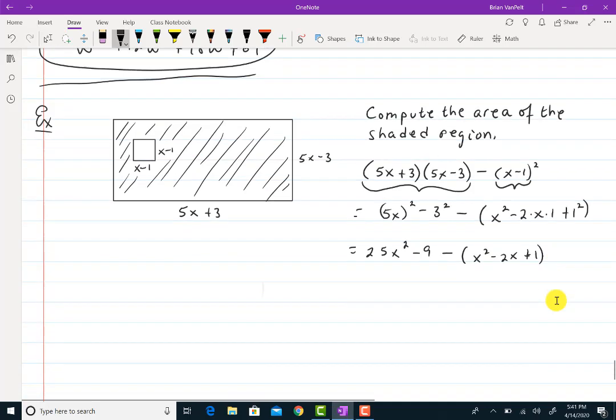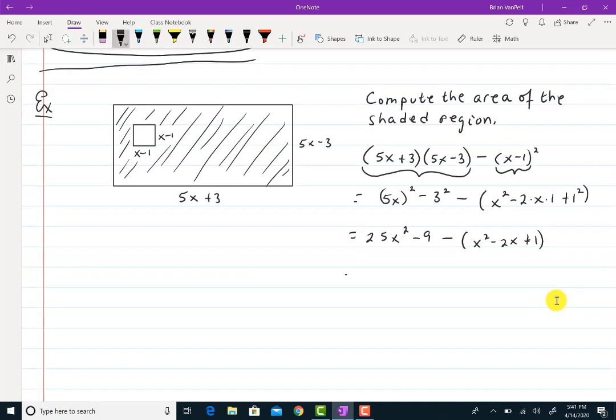So let me go ahead and distribute the negative through. I'll get 25x squared minus 9 minus x squared plus 2x minus 1. Make sure it's like multiplying negative 1 through to all three pieces. For my x squareds, I have 25 and negative x squared, so I have 24x squared. I have no more x's except just the 2x. So that takes care of that one. Then negative 9 minus 1 looks like negative 10.